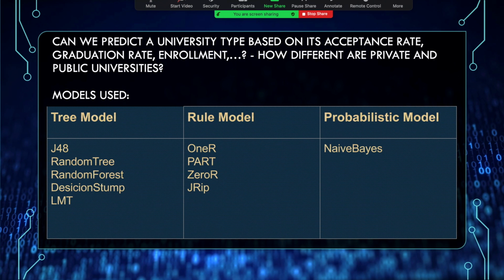For the tree models, we used J48, random tree, random forest, decision stump, and LMT. For the rules models, we used OneR, PART, ZeroR, and JRip. For the probability models, we used Naive Bayes.